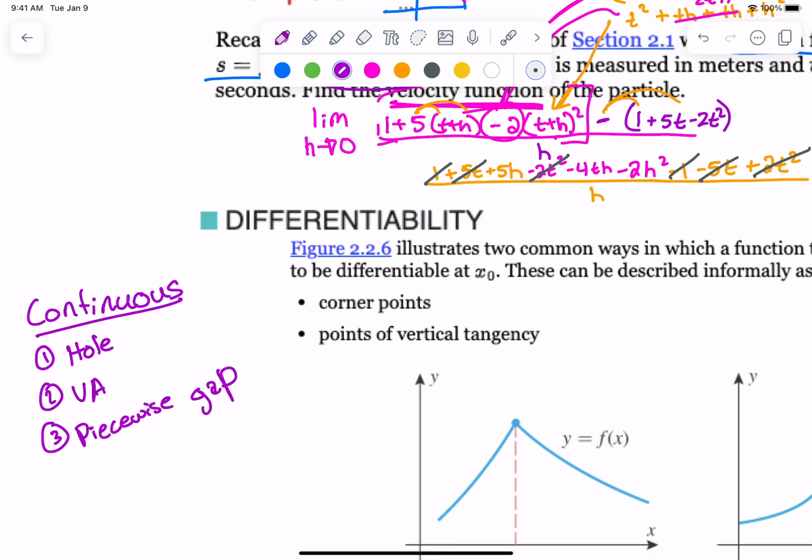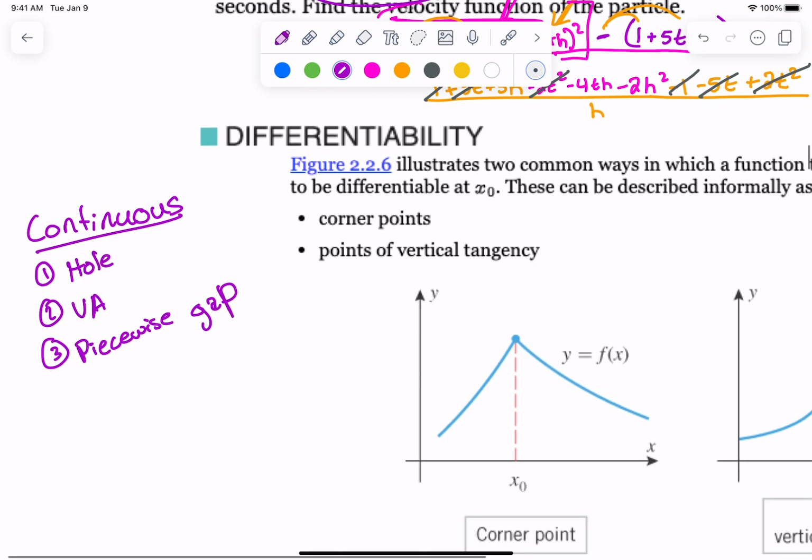Not every piecewise function is discontinuous, only if the 2 pieces have a gap. If the two pieces come together, he's fine. But if he does this instead, then that would be bad. We have a gap, so that's not continuous. Now, it has to be continuous in order to be differentiable.